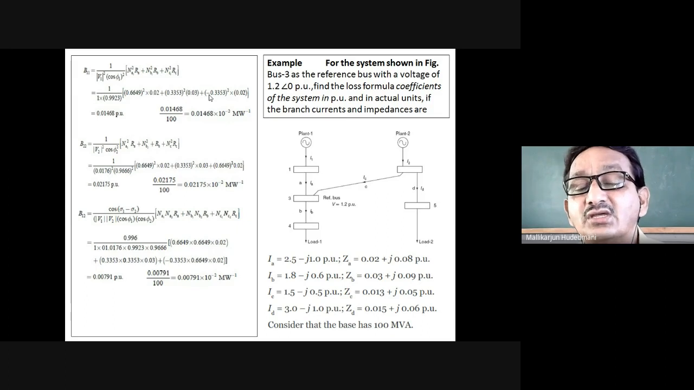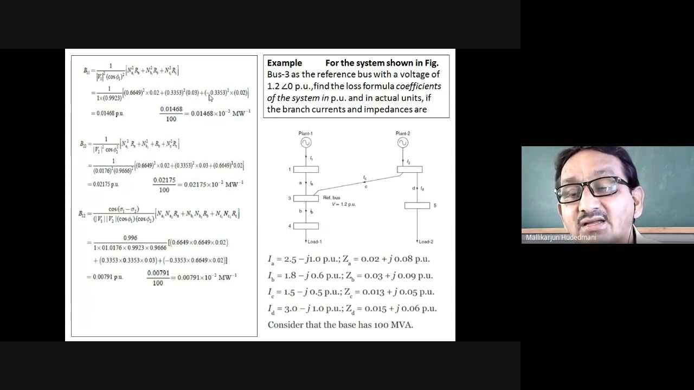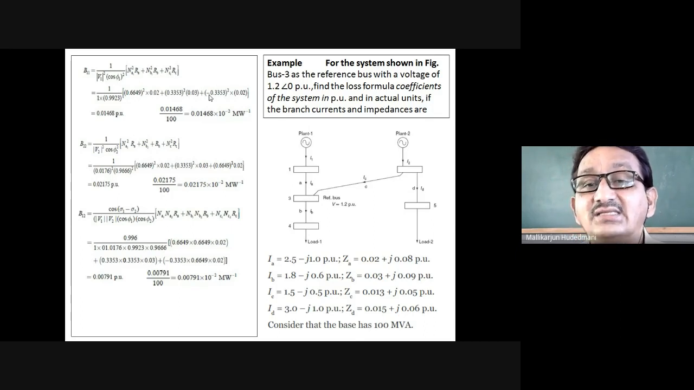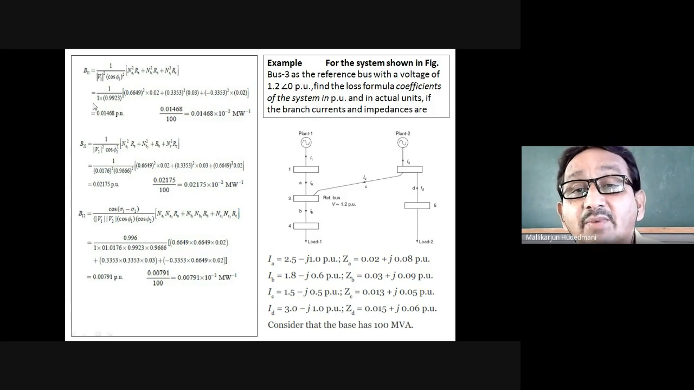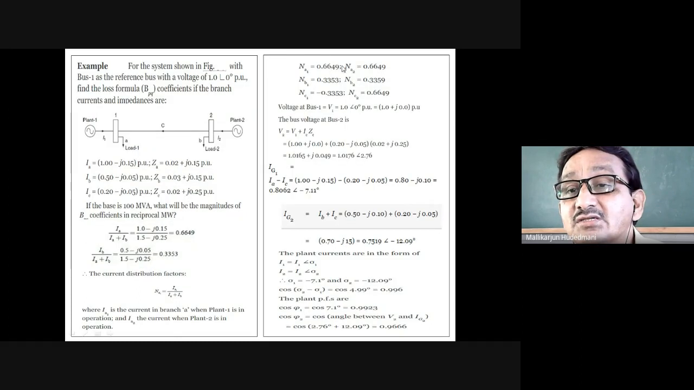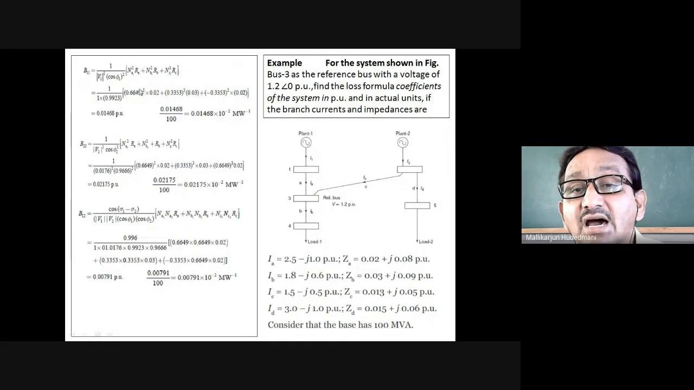Here I have three sections. Section A, ZA, is given, in which RA and XLA are there. Then ZB, with RB and XLB, and ZC, with RC and XLC. Only RA, RB and RC I take out from those impedances. You can just see here: 1 divided by V1 square cos phi 1 square, times NA1 0.6649 square, plus RA 0.02.